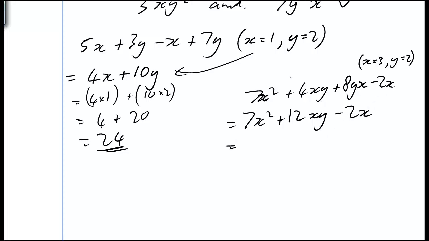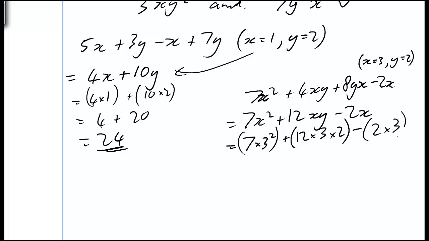Now what you do, we've simplified it. Wherever we see an x, we can put a 3 in. Wherever we see a y, we can put a 2 in. So let's have a go at that. So it's going to be 7, x is 3, so 7 times 3 squared plus 12 times x is 3, y is 2, take 2 times x is 3.